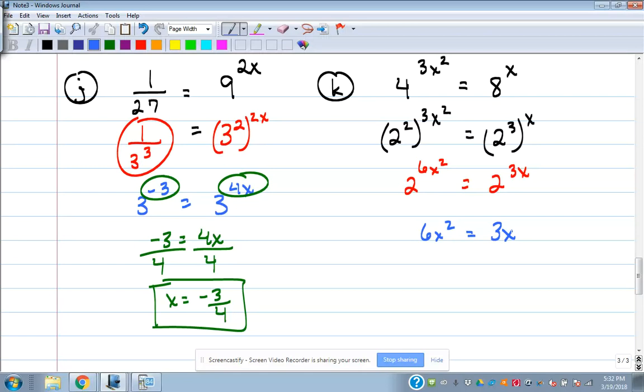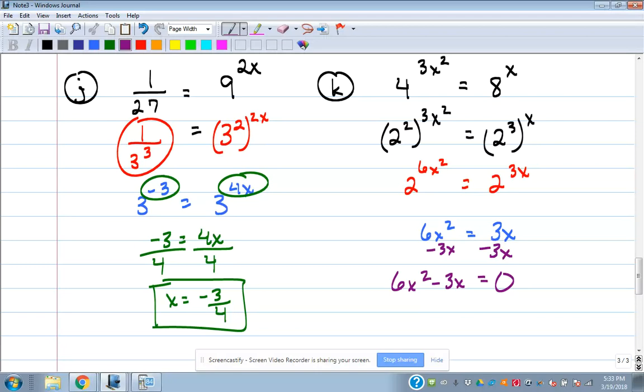Okay. Now that's what kind of equation? Quadratic. It's quadratic. So what do we have to get it equal to solve it? 0. 0. So I'm going to move the 3x by subtracting it. So that's going to give us 6x squared minus 3x equals 0. And then I've got all of the quadratic options that I learned back in chapter 4 or algebra 1 or algebra 2 or some other math class.